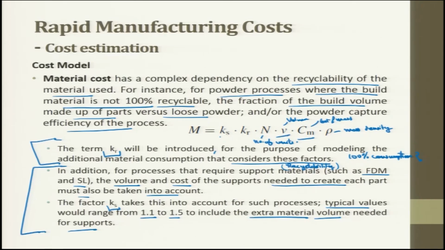We have this factor Ks, S is for support, and this is Kr, R is for recyclability. So, this gives us the material cost. It is simple to determine if we just use these factors, that is, around 10% of extra material would be taken, or around 50% of extra material will be taken for supports. But exact measurements, exact models or exact factor values are to be determined using some experimentation, or from past experience, or from the experts.